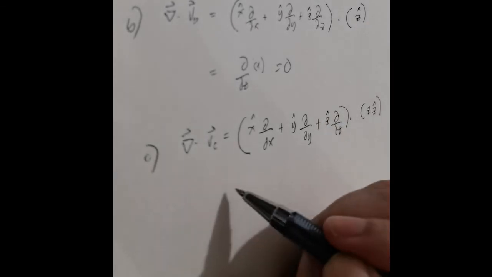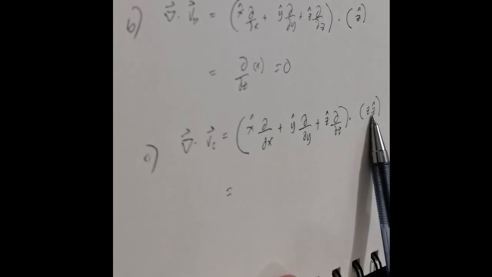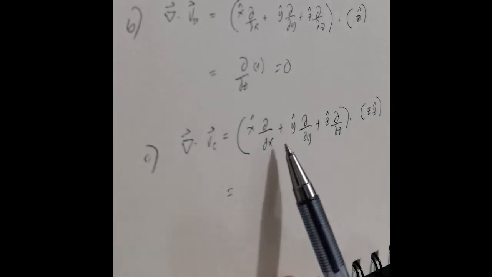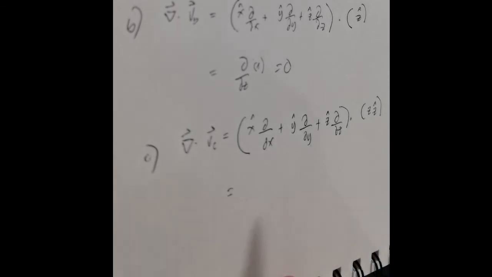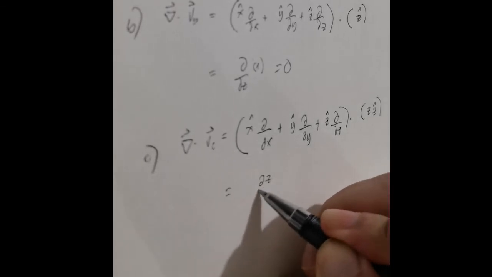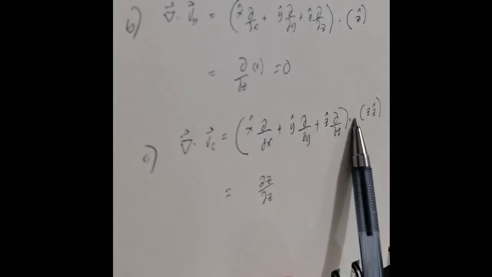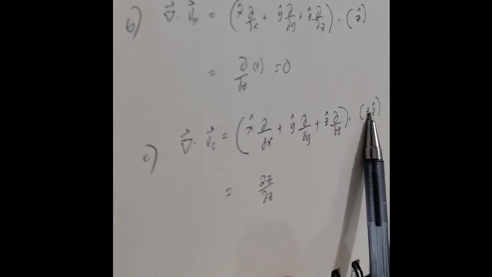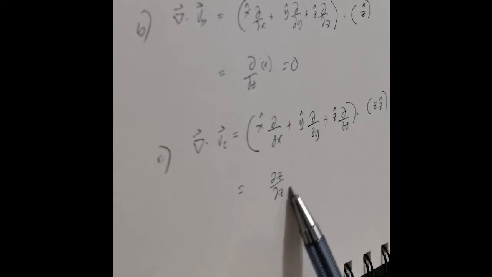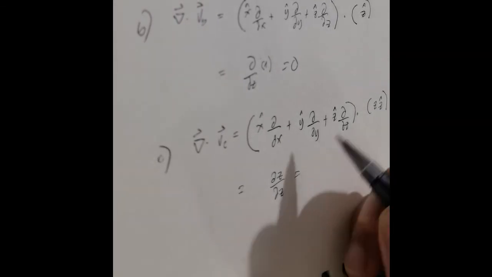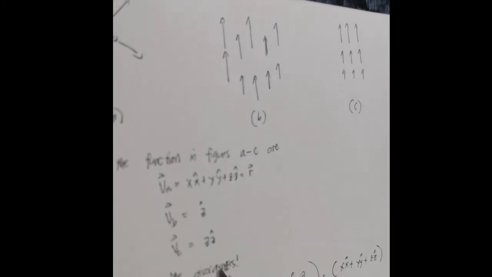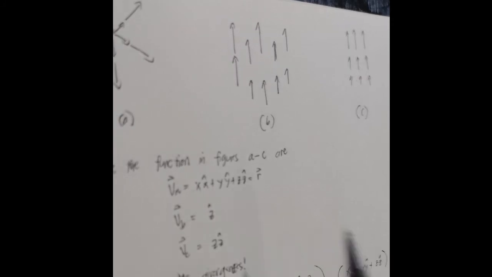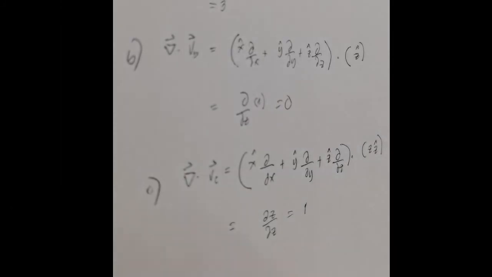Z hat. So only the Z hat term is present. So we can ignore the X and the Y because these are just 0. So we have the partial of Z with respect to Z. Why? Because Z hat times Z hat is just 1. So we are left with this one, and this is just equal to 1. Therefore, the divergence of a vector having this form is equal to 1.